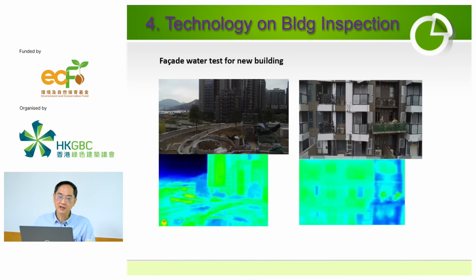Here, we can use the SUA to do the water test for new buildings. The guys are using the traditional water test, using a hose to spray water. But the problem is that the drone is not equipped with a high resolution IR camera, so you cannot check too much. That's why I said we need to equip it with a high resolution, maybe 1200 resolution, to help. Okay?